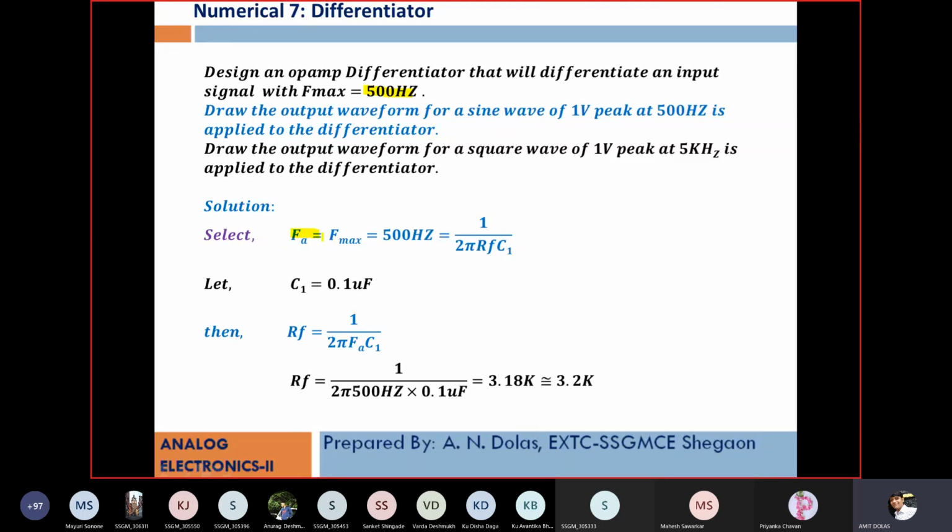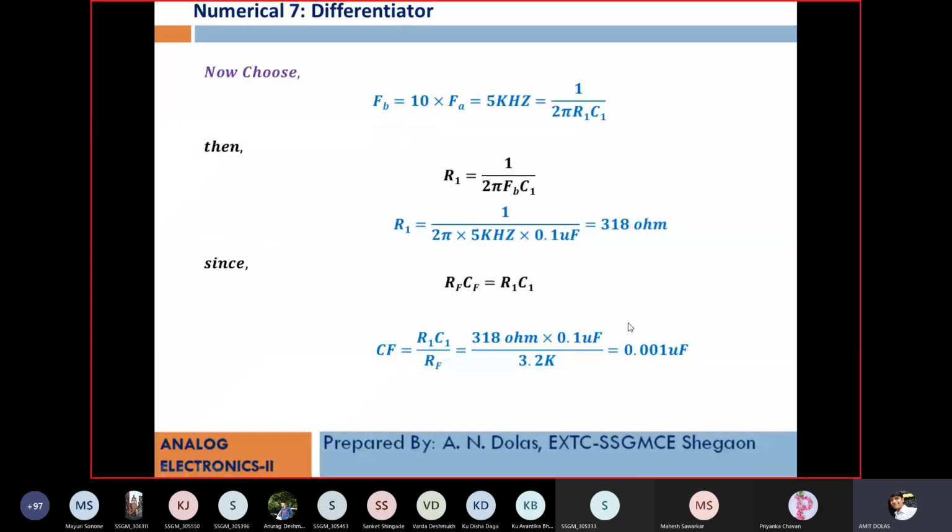Maximum frequency is nothing but FA. FA is equal to 1 over twice pi RF C1. Choose a standard value of C1, that is 0.1 microfarad. Therefore RF will be 1 upon twice pi FA into C1. Putting all values, you get 3.2 K as the RF.